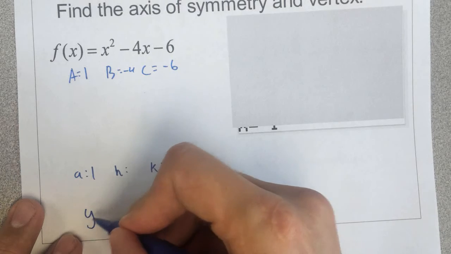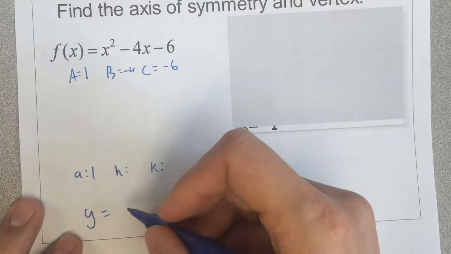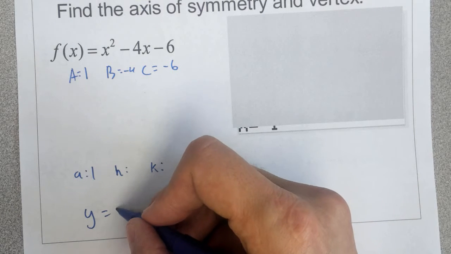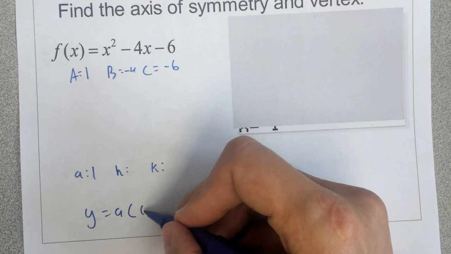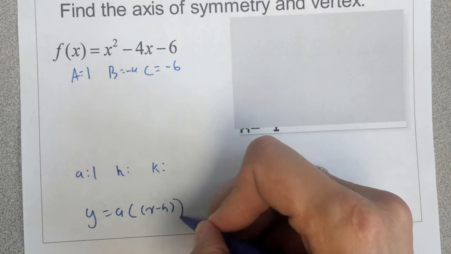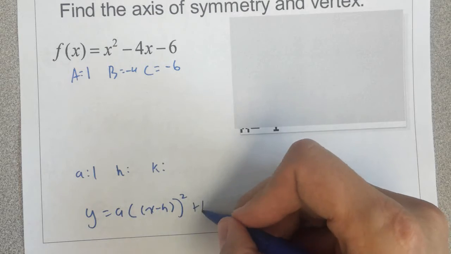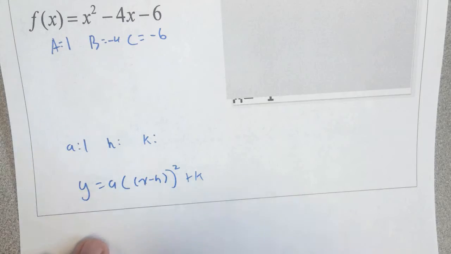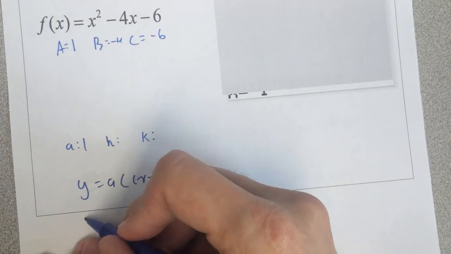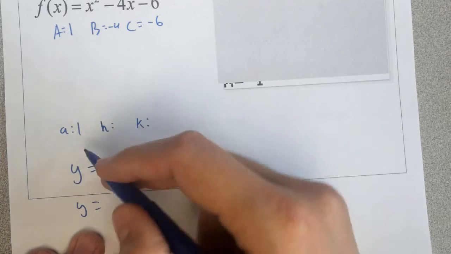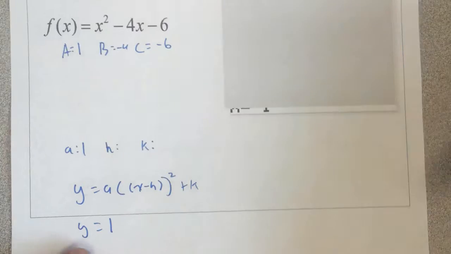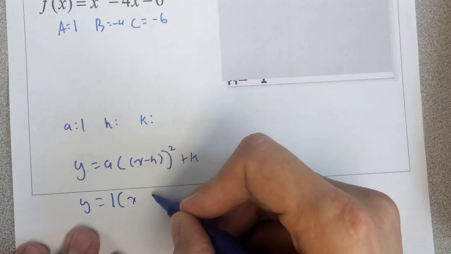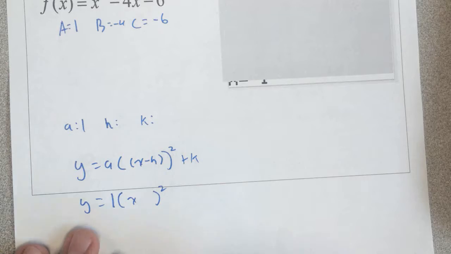So now I'm writing this. Y is equal to, or f of x is equal to, and I'm going to need to put A, and then I'm going to do x minus h squared plus k. Now typically, again, there will be a 1 over b here, but we're not going to use that since we're going the other direction. So as I write this, I know A. A is 1. What I'm going to spend my time doing is filling in h and k.